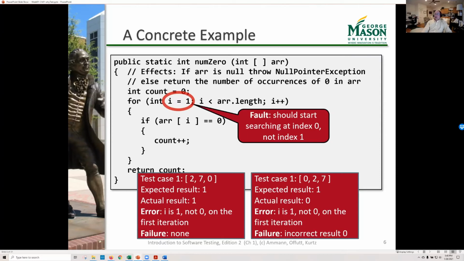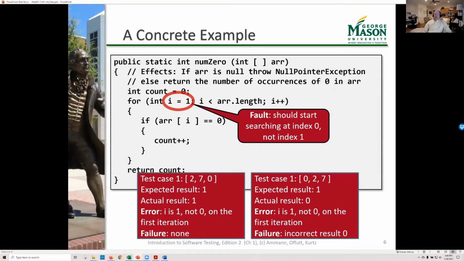So before I go on, any questions about faults, errors, and failures? Professor? Yes. So I feel like fault is very similar with error.